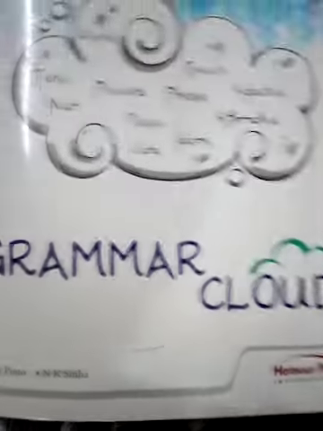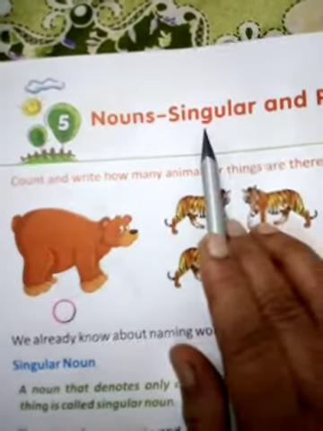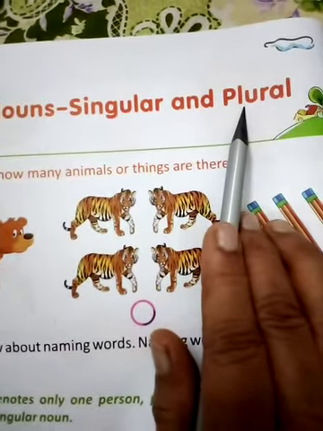Today we are going to do some work on English grammar. So children, take out your English grammar book, lesson 5, nouns, singular and plural, and get ready for the work. English grammar, lesson 5, nouns, singular and plural.